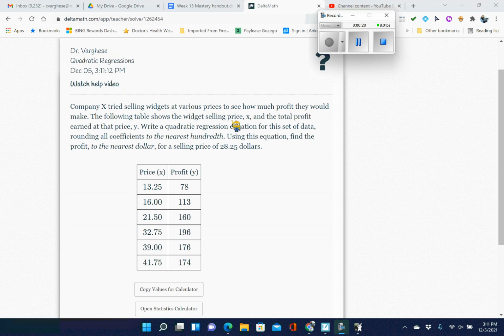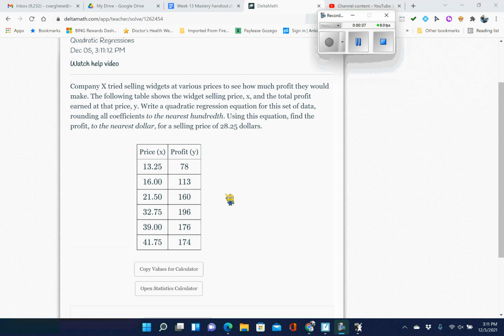So there's a help video here to supplement, but basically they're going to give you a scenario. They're going to say write a quadratic equation, or a quadratic regression equation in this sense. So this is the way you do it. They're going to give you price, X, and profit in this example. Delta Math does this actually quite nicely.